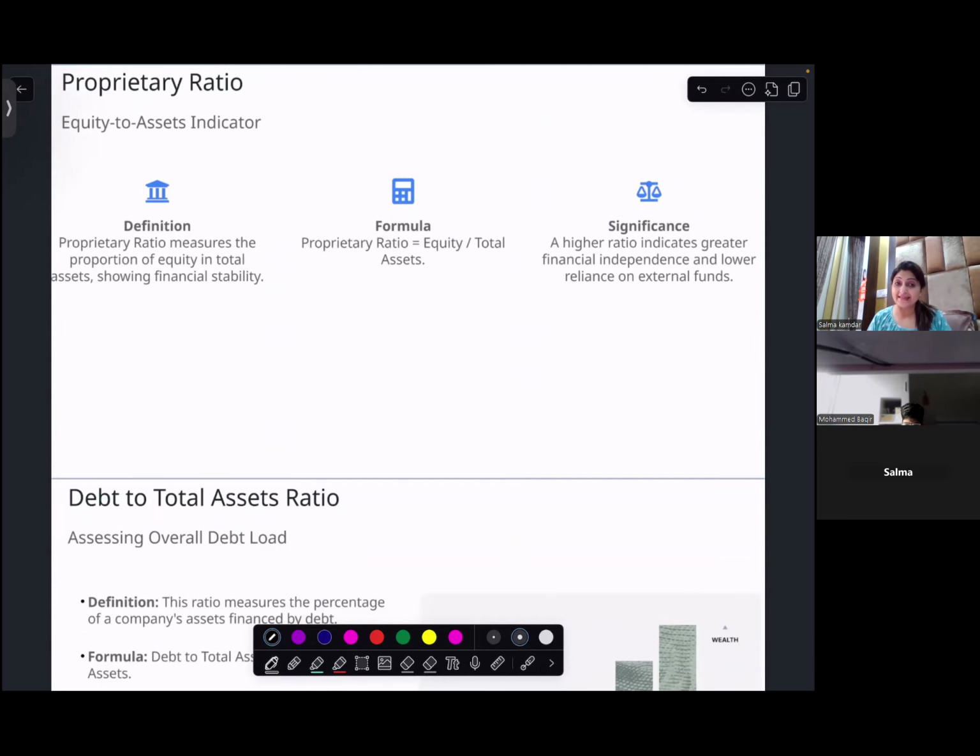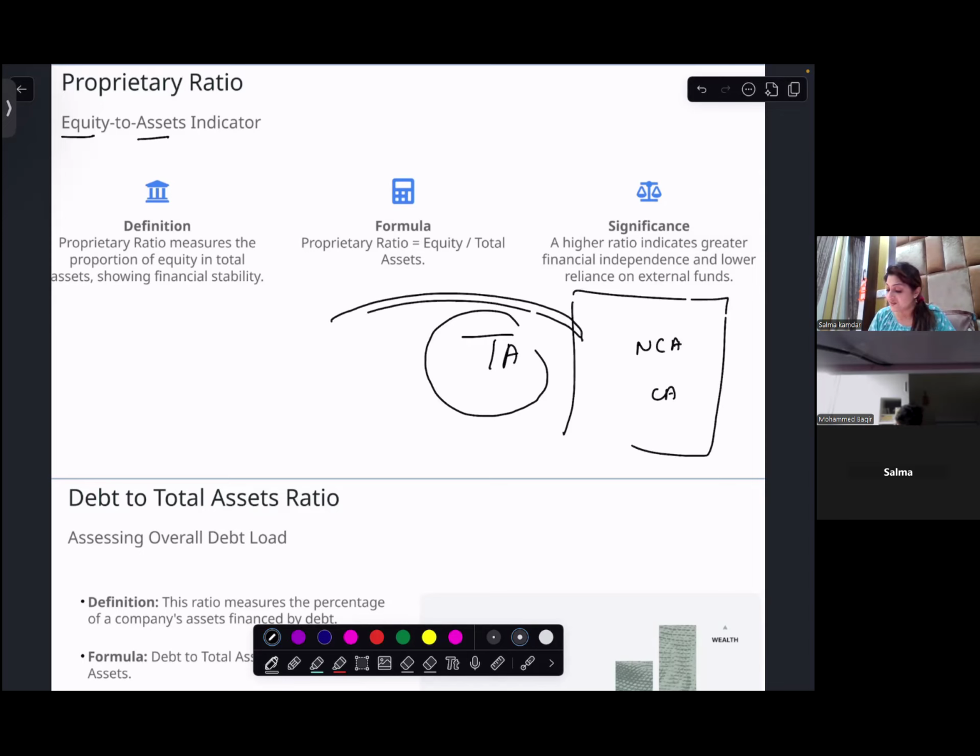Next is your proprietary ratio. Proprietary ratio is your equity to asset indicator. It measures what is your equity, what is your shareholders' funds, when you compare to your total assets. Your total assets means your non-current assets plus your current assets. How much of your total assets is being funded by your own funds?